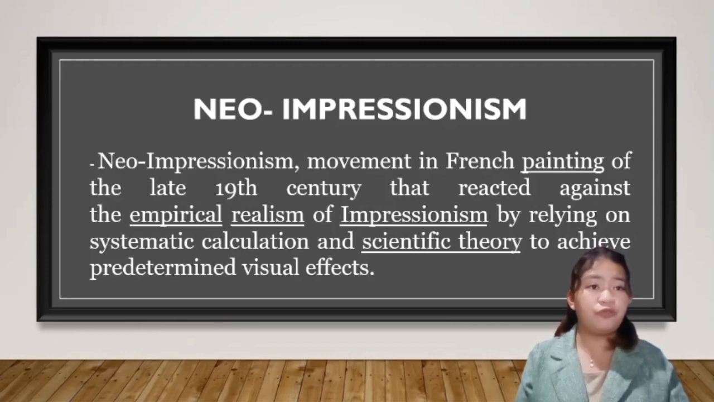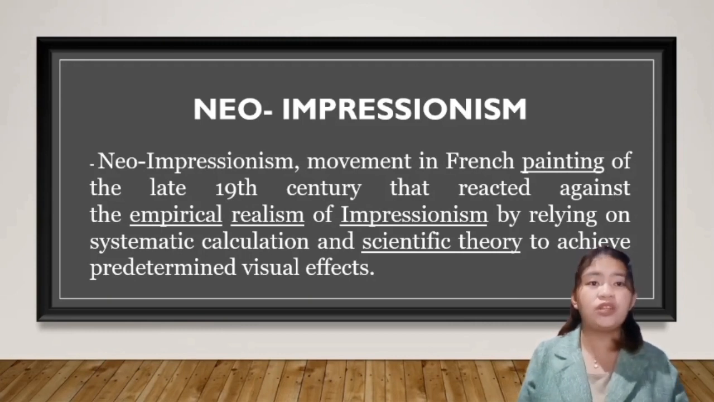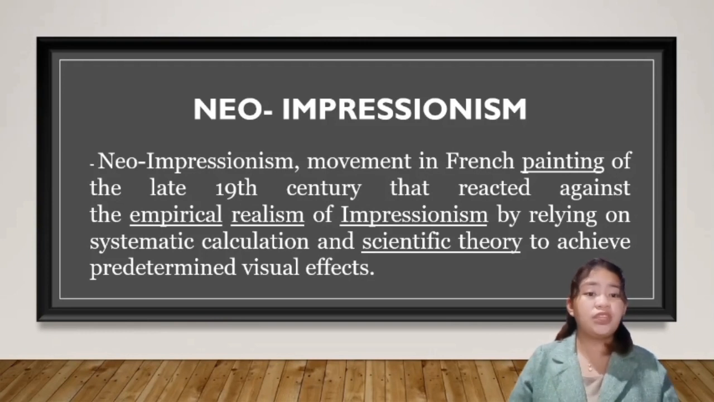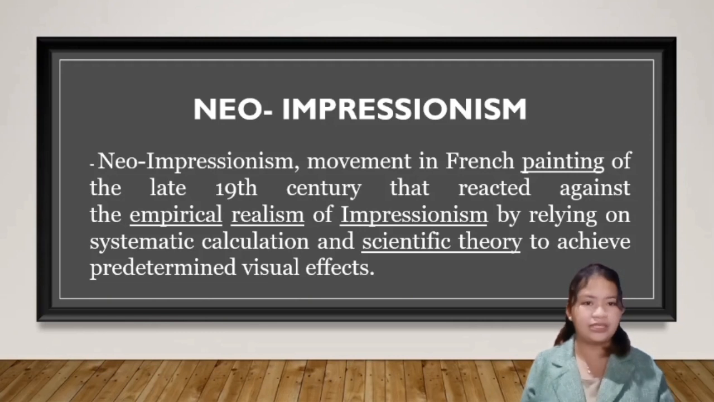Neo-Impressionism was a movement in French painting of the late 19th century that reacted against the empirical realism of Impressionism by relying on systematic calculation and scientific theory to achieve predetermined visual effects. Neo-Impressionism used scientific optical principles of light and color to create strictly codified compositions, in contrast to the Impressionist painters who instinctively captured nature in terms of the fugitive effects of color and light.